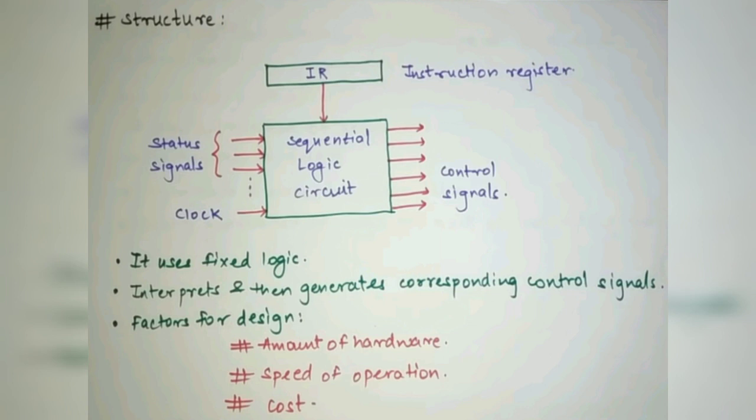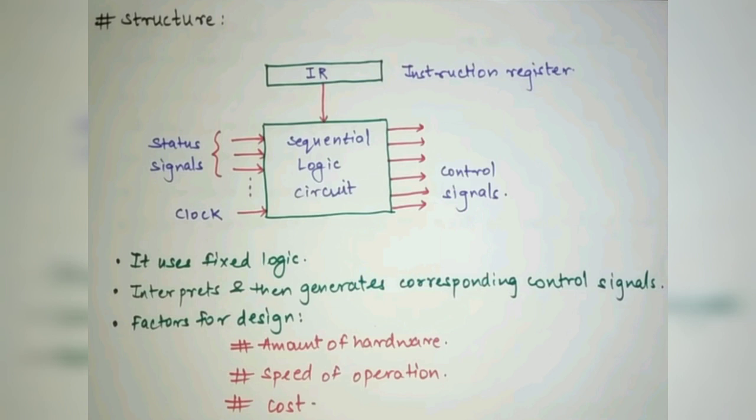It uses fixed logic. The IR is used to know which instruction is being processed, what its status is, and which control signals need to be generated for it. It interprets the instruction and then generates the corresponding signals.